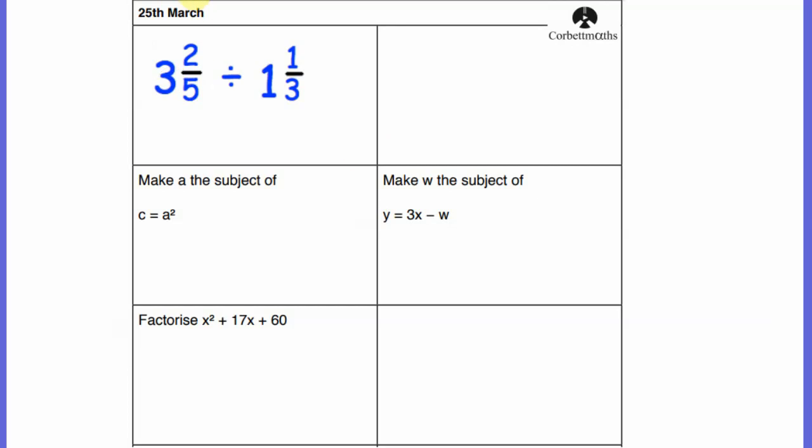Okay, so going through each question. You should have had a go at them yourself, and this should be enabling you to mark them. So having a go at the fractions question. First of all, we need to turn these into top-heavy fractions. So 3 2/5 will be 17/5, and 1 1/3 will be 4/3.